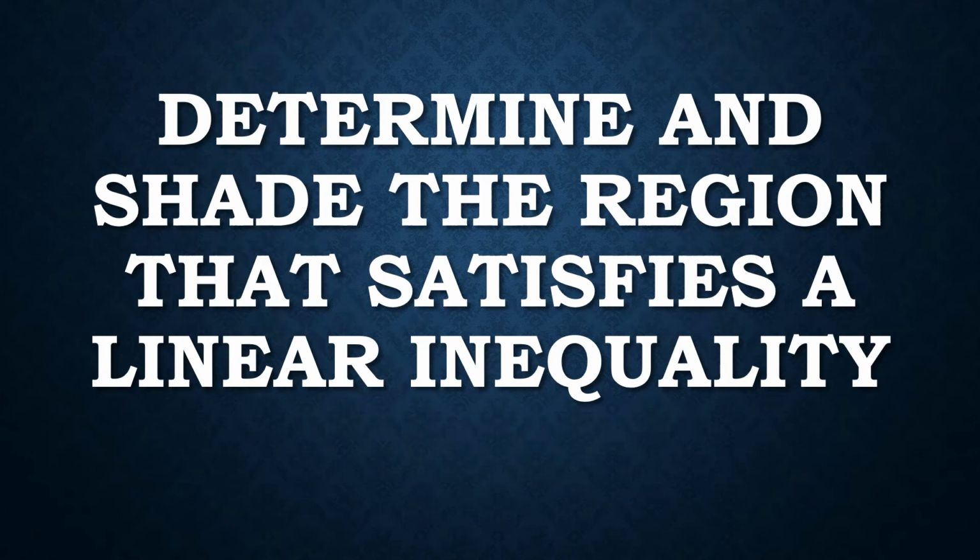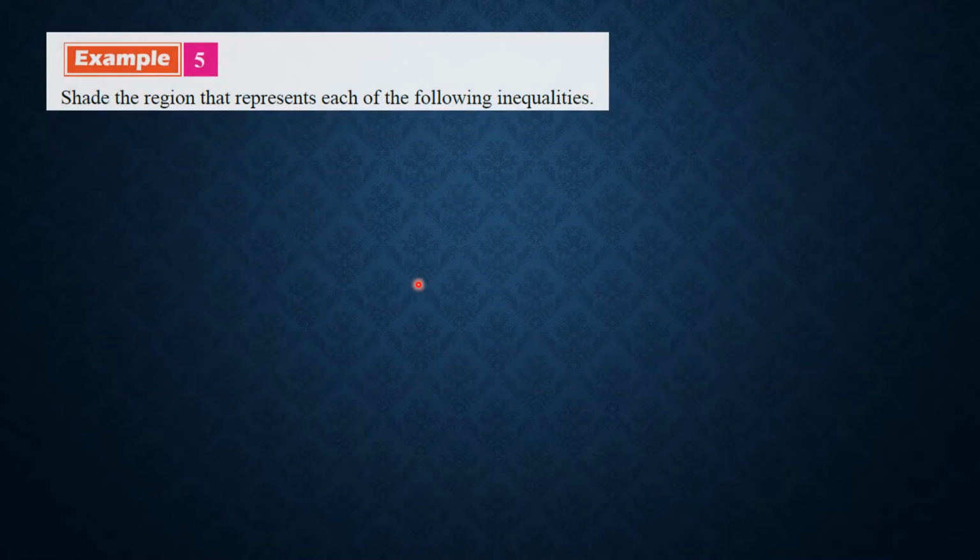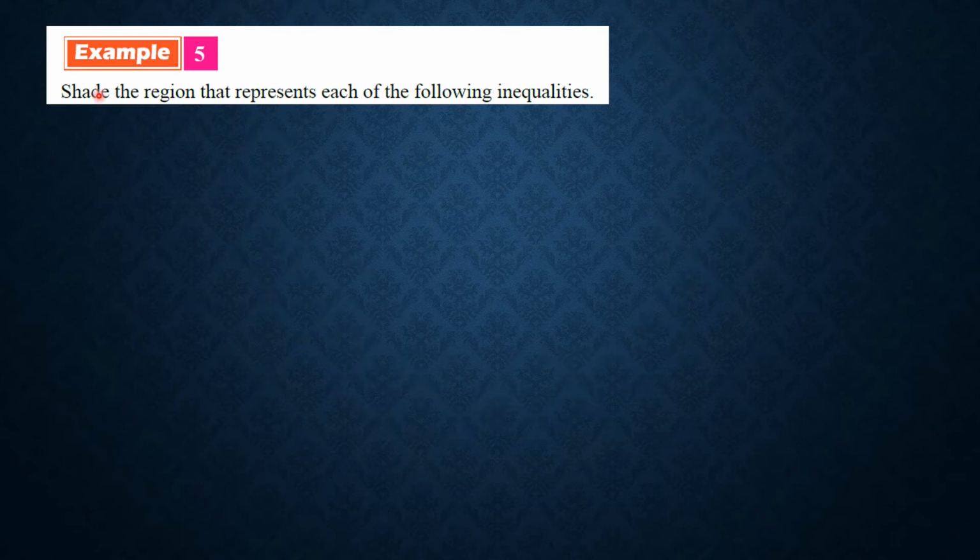Hi everyone, today we will look at another part of chapter 6, linear inequalities in two variables, that is, determine and shade the region that satisfies a linear inequality. So now you can refer to your textbook at page 162, example 5. Shade the region that represents each of the following inequalities.